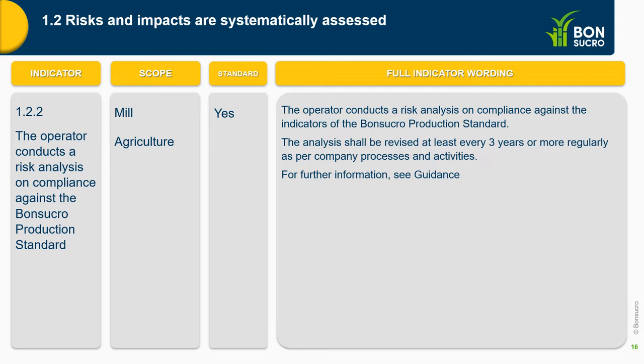The second indicator of this criterion is indicator 1.2.2 and says that the operator conducts a risk analysis on compliance against the Bonsucro Production Standard. This indicator is applicable for the mill and agriculture, and it is a non-core indicator. The standard required is yes, and this indicator requires that the operator conducts a risk analysis on compliance against the indicators of the Bonsucro Production Standard, and this analysis shall be revised at least every 3 years or more regularly as per company process and activities.